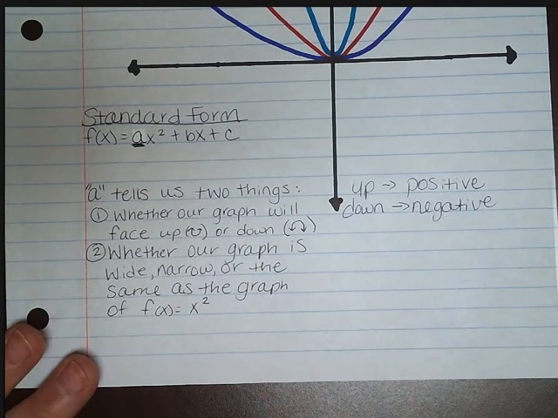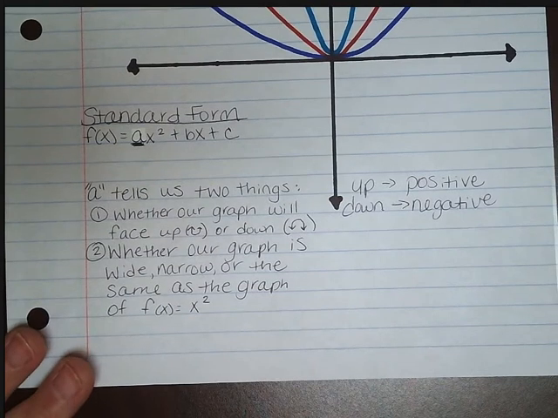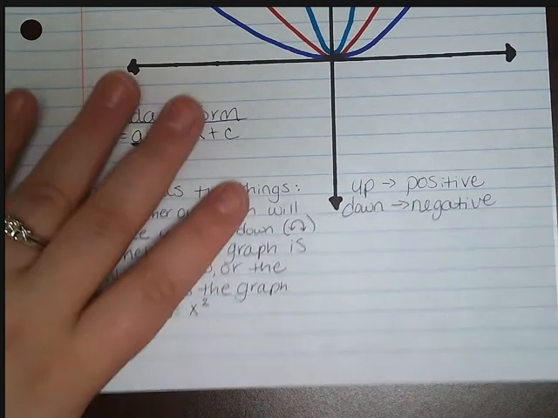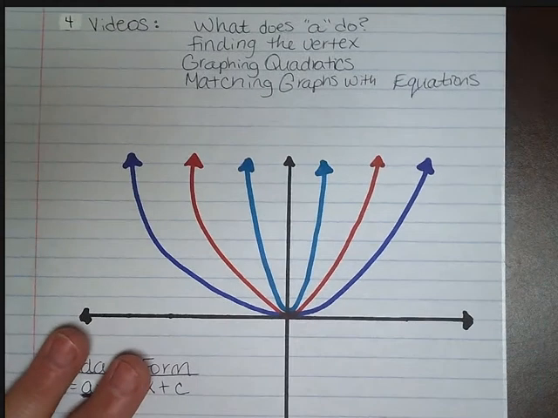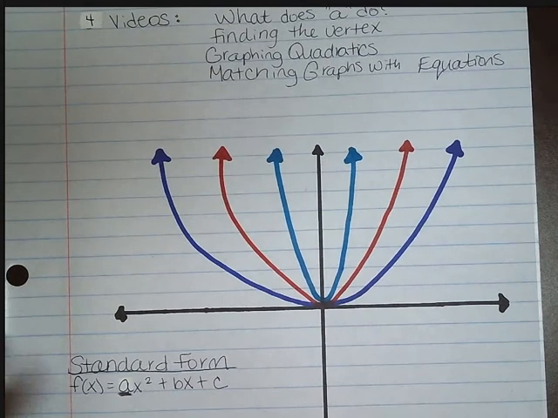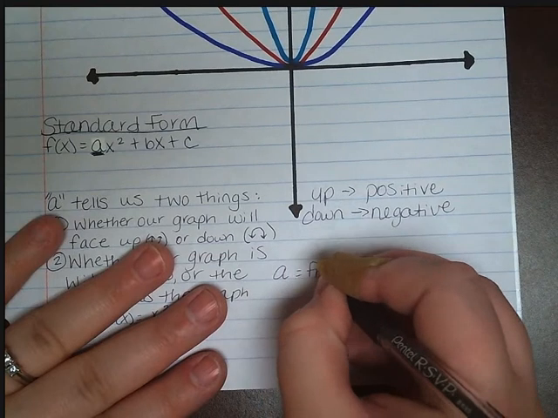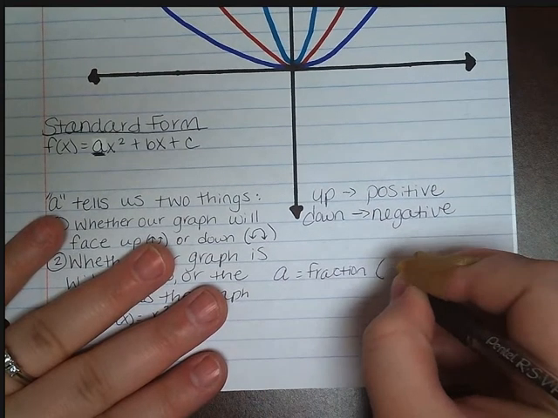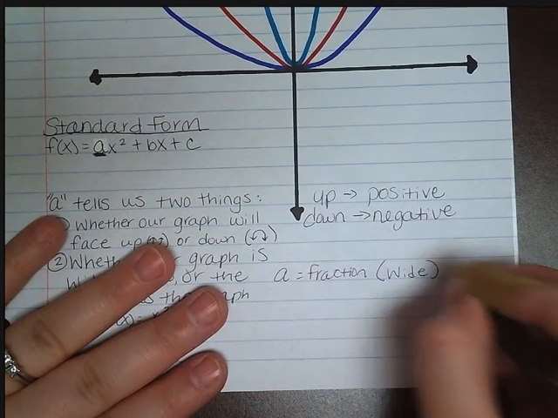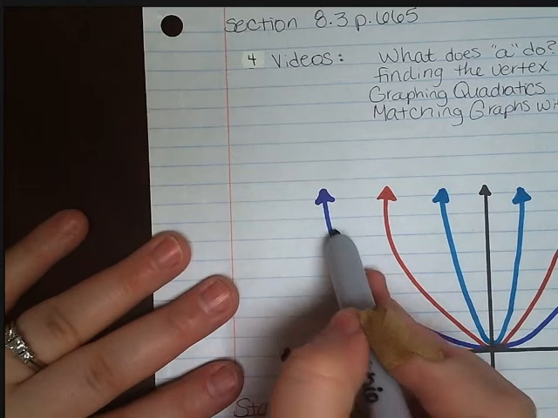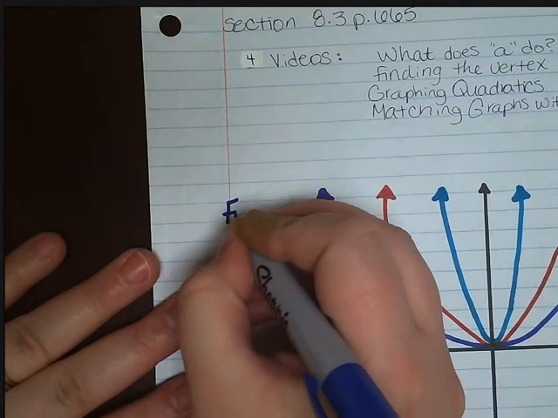Then, whether our graph is wide, narrow, or the same as the graph of f of x equals x squared. So that's where our little pitchfork looking drawing is going to come into play. So if A is a fraction, actually let me come back down here. So if A is a fraction, we are going to have a wide graph. So this right here is if it's a fraction.